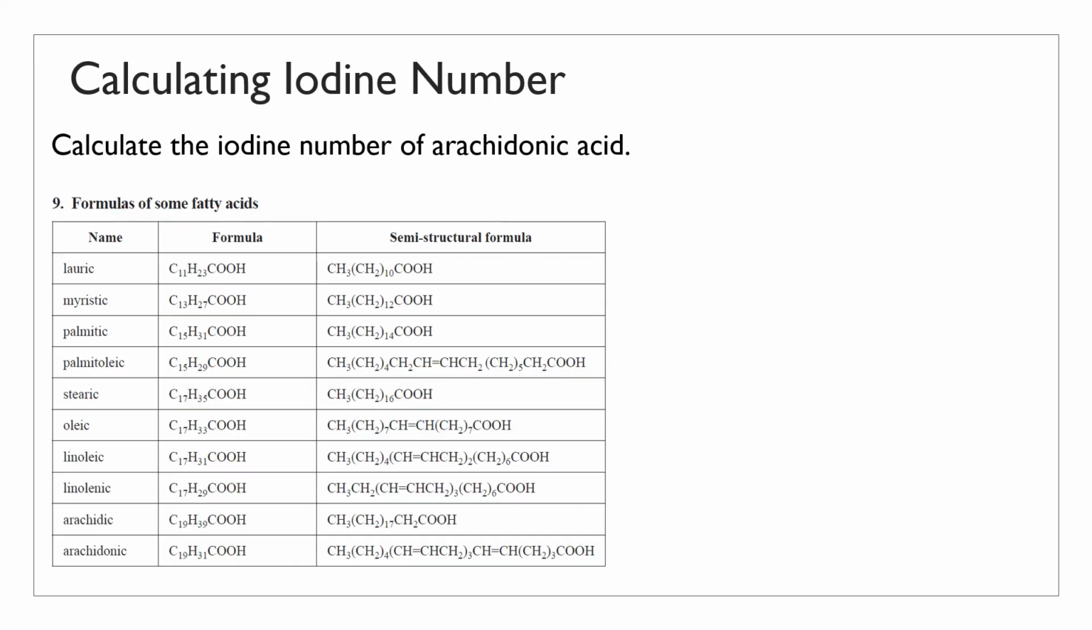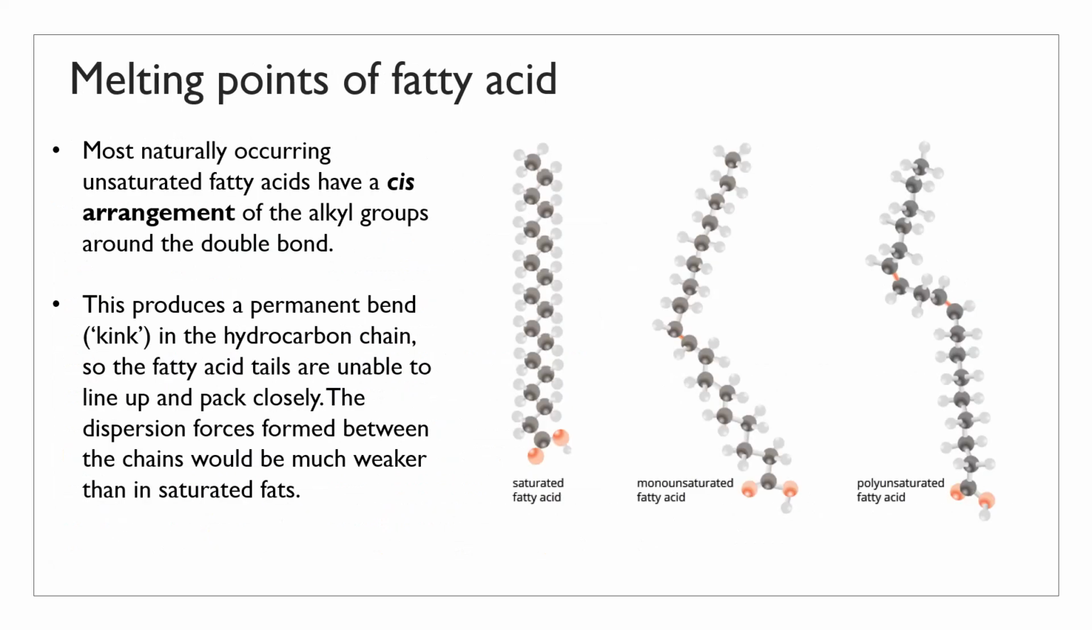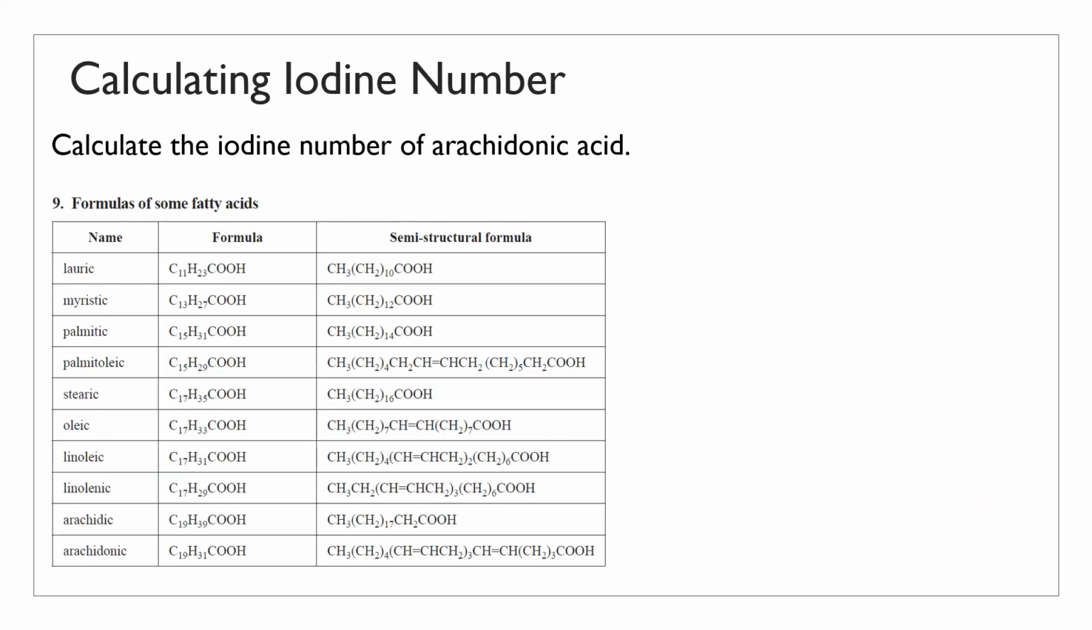Okay. Wow, and you know what? I have to say I'm quite surprised of how little details I have on that slide, but that's okay. So let's talk about iodine number. Let's say the question is to calculate the iodine number of arachidonic acid. So this is given here. And you know from the data book that there are 4 CC double bonds present.